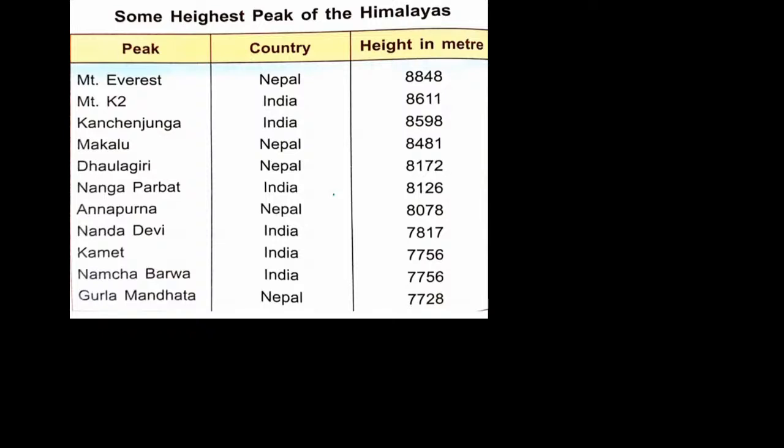And now let's talk about some highest peaks of the Himalayas. The first one is Mount Everest, located in Nepal, and the height is 8,848 meters. Mount K2 is located in India. The height is 8,611 meters. Then comes Kanchenjunga, which is in India, and the height is 8,598. Then comes Makalu, which is in Nepal, and the height is 8,481.